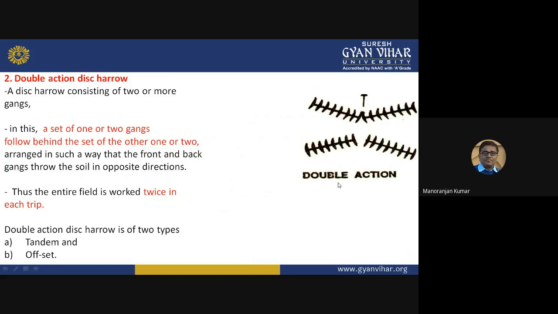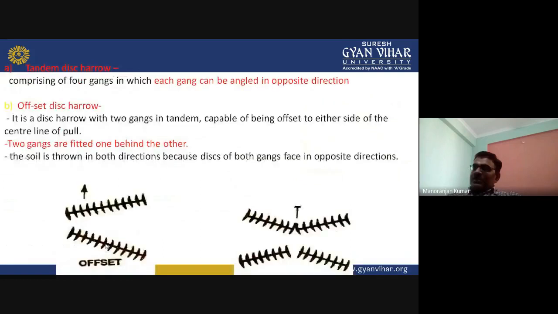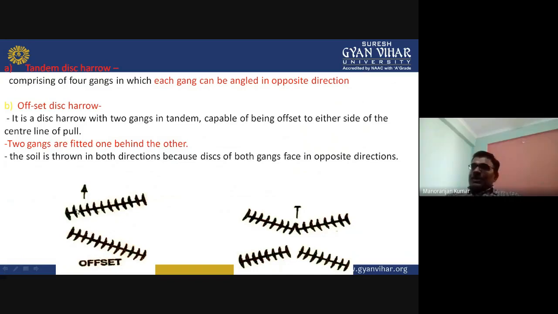Also, the double action disc harrow is of two types. First one is the tandem double action disc harrow, and second one is the offset double disc harrow. So first is the tandem disc harrow. It comprises four gangs, one, two, three, four, in which each gang can be angled in opposite direction. Whereas the offset disc harrow is a disc harrow with two gangs in tandem, capable of being offset to either side of the center line of the pull.